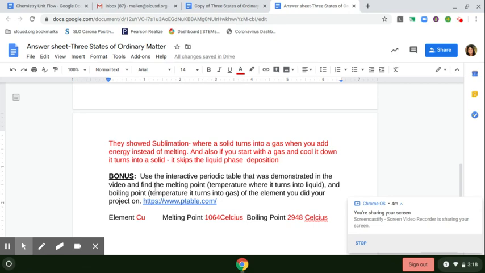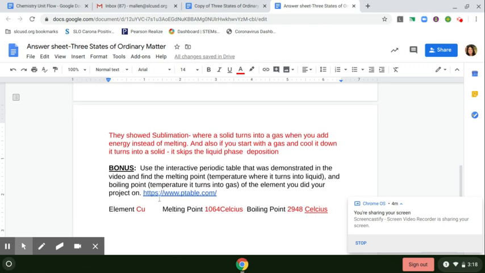And then the bonus was using the interactive periodic table and finding the melting point, like when it would turn into a liquid, and the boiling point, when it would turn into a gas. So I just happened to look up copper. And if you wanted to melt copper, you have to get it to 1064 degrees Celsius. So that's really hot. And then if you wanted to boil copper and get it to turn into a gas, you would have to get it to 2,948 degrees Celsius, like almost 3,000 degrees.